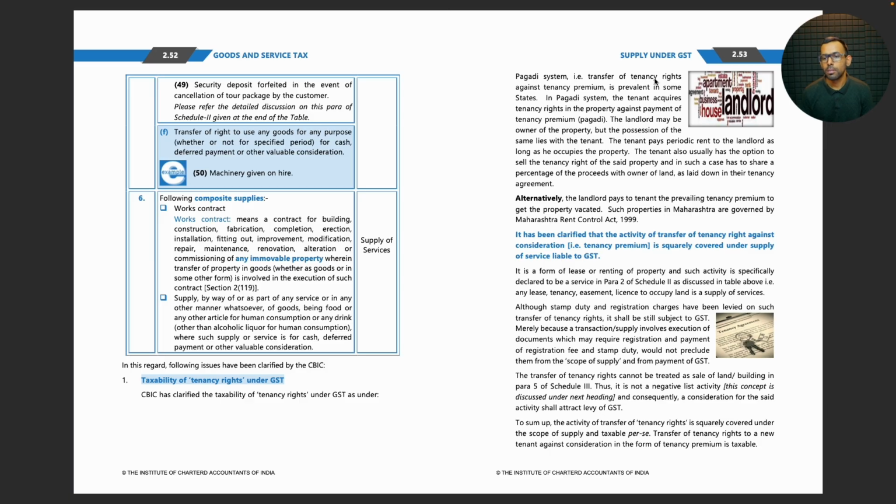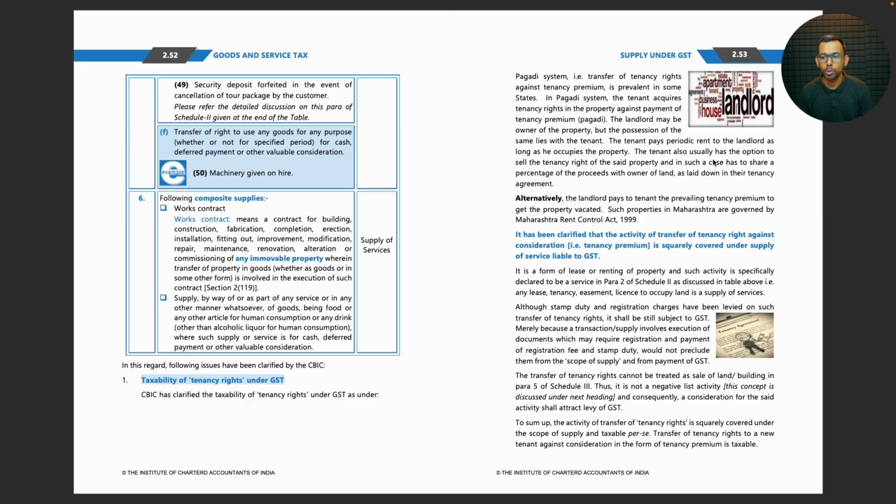Pagadi system, that is transfer of tenancy rights against tenancy premium, is prevalent in some states. In Pagadi system, the tenant acquires tenancy rights in the property against payment of tenancy premium, that is Pagadi. The landlord may be owner of the property, but the possession of the same lies with the tenant. The tenant pays periodic rent to the landlord as long as he occupies the property.